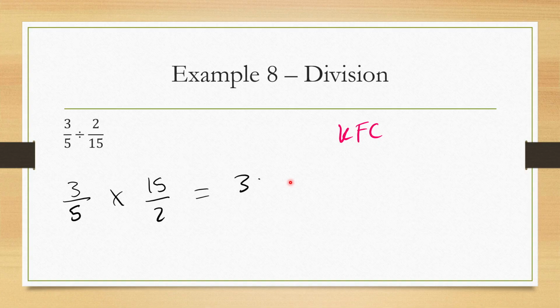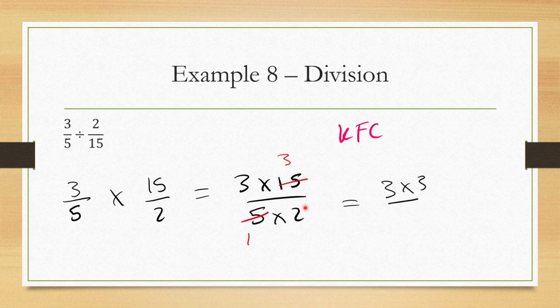Now, as you can see, you can actually simplify this down a little bit. There's 5 and there is a 15. So you can actually cut down the 15 by dividing both the top and bottom by 5. So when you divide the 5 from the bottom, you get 1. And then when you divide the 15 from top, you're left with 3. So it's going to be 3 times 3 over 2, which is going to be 9 over 2. So these are the things for fractions that you need to remember.